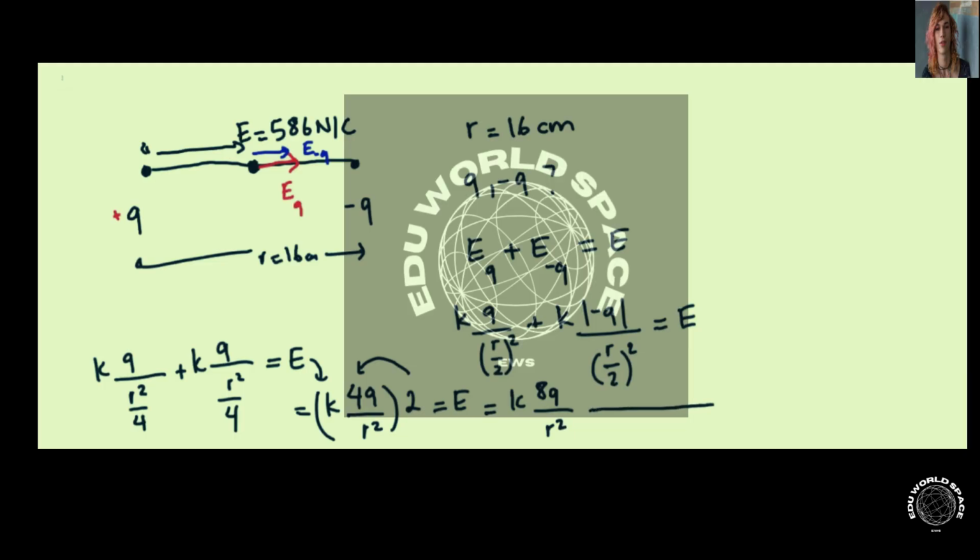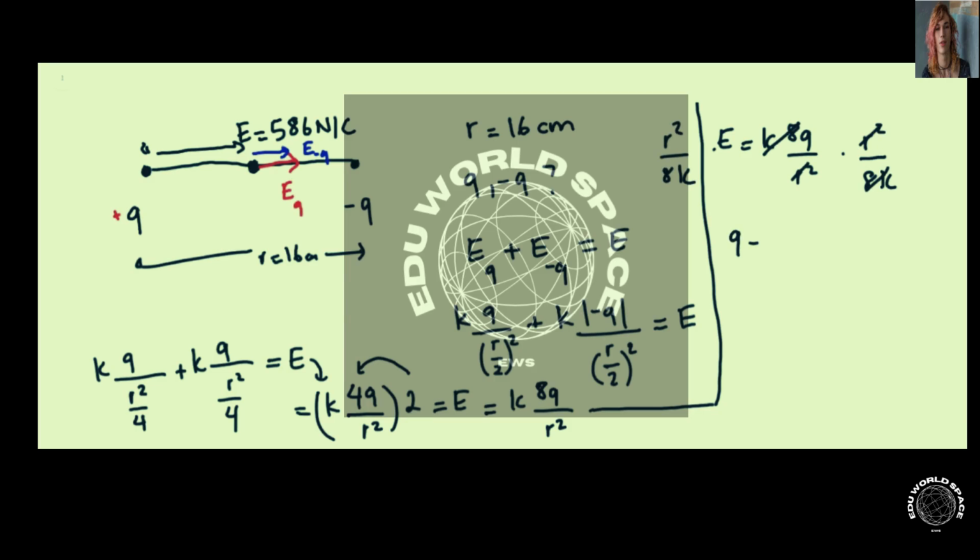However, we want to solve this equation, E equals k 8Q over R squared, for Q. So we're going to multiply both sides by R squared divided by 8k. We do the same for the left-hand side. These cancel out, and on the right-hand side we only have Q. So E R squared over 8k gives us our Q.